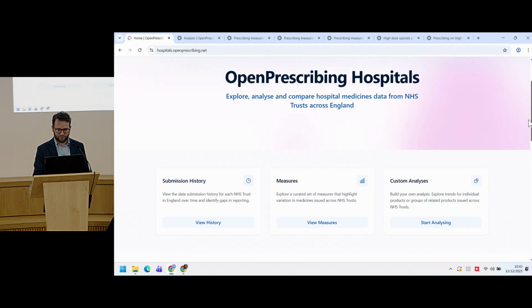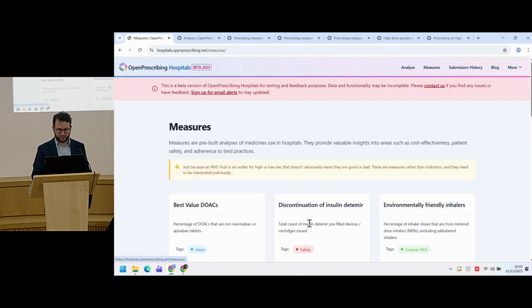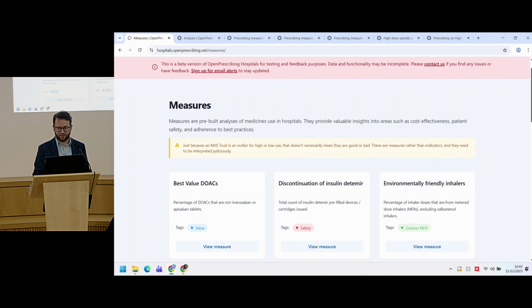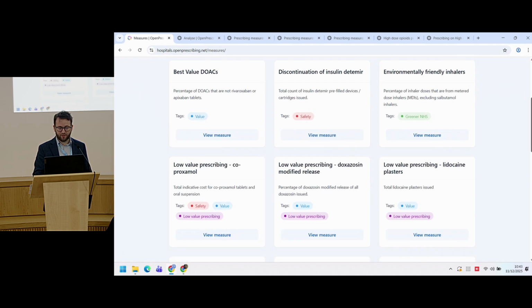So you've heard from Andrew what measures are. We've adopted them from OpenPrescribing for primary care. So there are pre-built analyses that show prescribing patterns for things that are important, based on things like national guidelines and recommendations and policies. We've got 13 measures on the site at the moment.